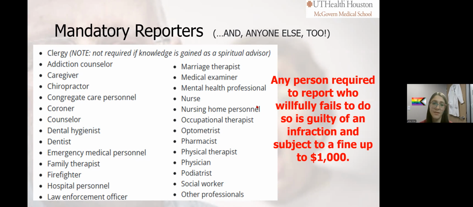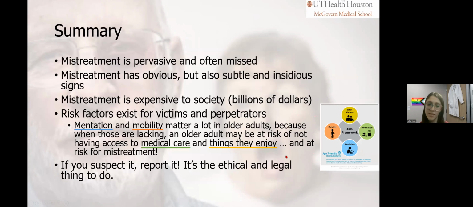And on that note, I have a little summary there, but the take home is it's important to screen, it's important to report, because it really is all over the place, more than we really realize, and the consequences are extremely real, to society, but probably more relevantly to our patients themselves. And those 4 M's can help us understand some of the risk factors and why it matters and why managing it matters most to our patients.